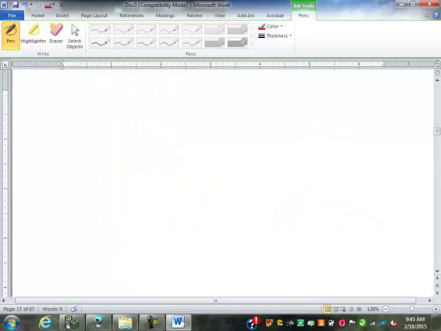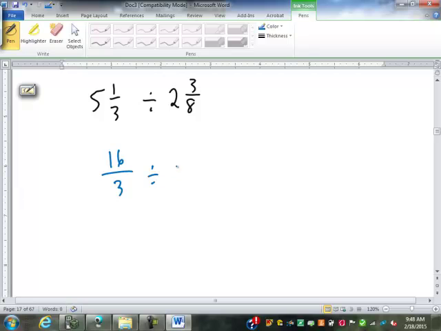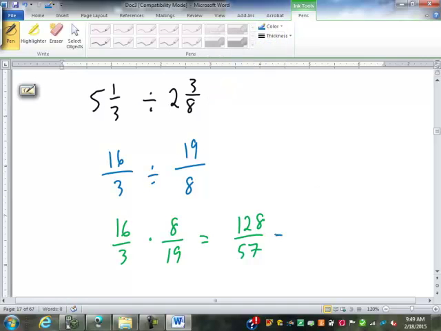Let's try another one since you guys struggled with that one a bit. Try that one. Okay, let's give it a shot. What's this going to be? 16 over 3. This one will be 19 over 8. Can we cross cancel? Say no. No. 16 over 3 doesn't change. This will become times 8 over 19. So now 16 times 8 is 128. 3 times 19 is 57. Which is now 2 and 14/57ths.